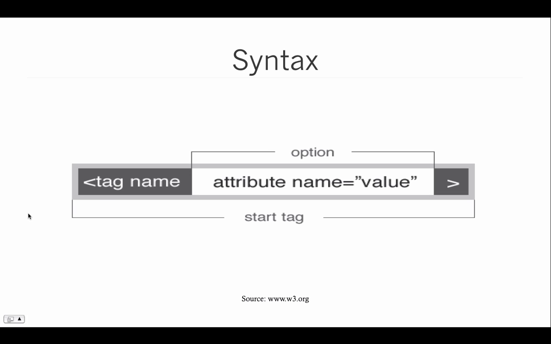And the way we do that is inside of the less than and greater than of the starting tag, we put a space after the tag name, and then we can have any number of attributes and values, which is made up of the attribute name and then an equal symbol, and then in quotes the particular value for that attribute.